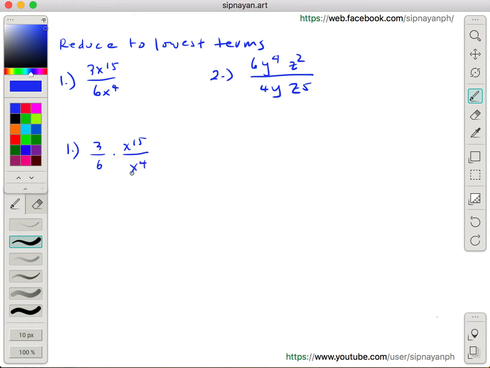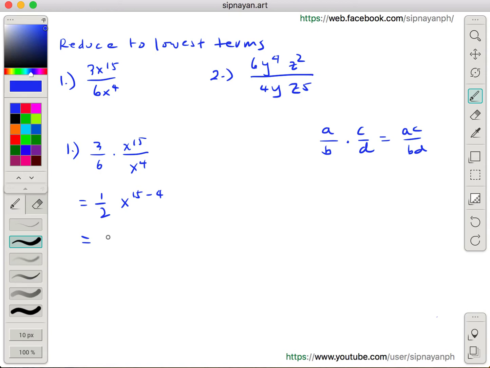Now, the principle behind kung bakit pwede natin siyang ihiwalay: pag nag-a over b times c over d tayo, ay pwede natin ac over bd. This property, or this law, is the reason why pwede natin hiwalayan. And 3 over 6, I think that's very obvious. Magiging 1/2 yan. Divide both the numerator and the denominator by 3. Tapos yung x to the 15th divided by x to the 4th is actually x to the 15 minus 4. This is law of exponent.